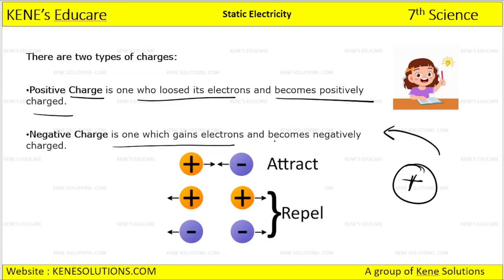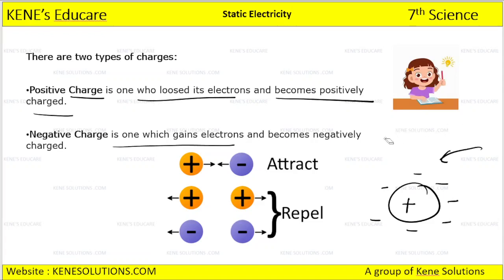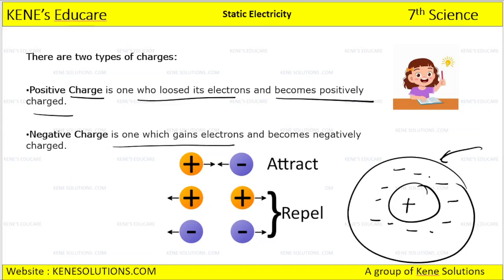What is a negative charge? One which gains electrons. मान लो one object which is having positive charge and negative charge, if it takes the electrons from another object, okay, so there will be excess of electrons. Excess of electron मतलब ज्यादा negative charge रहेगा and उसको हम बोलेंगे negatively charged body.